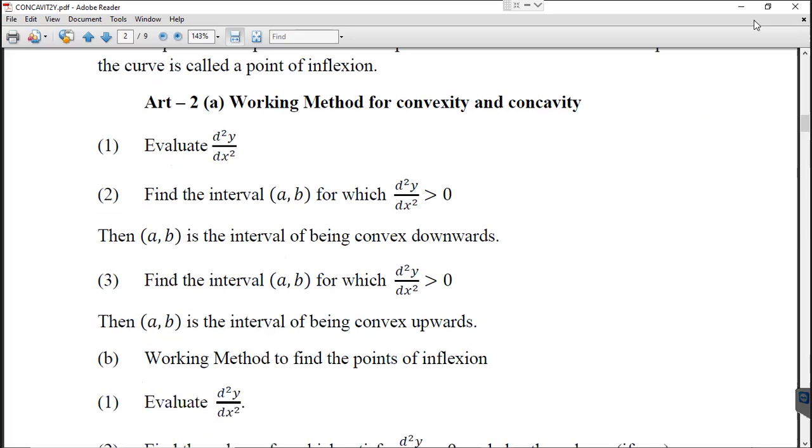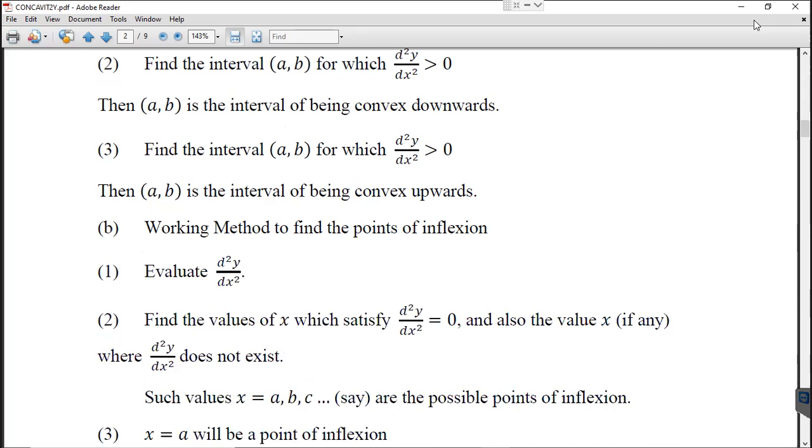Now we'll discuss the working method to find the point of inflection. In this case too, as the first step, you have to find the second order derivative of the given curve, that is d2y by dx2. Then you have to find the values for which the second order derivative is equal to 0, and also the values of x, if any exist, where d2y by dx2 does not exist. So when you check d2y by dx2 is equal to 0, there you will find the points, say a, b, c.